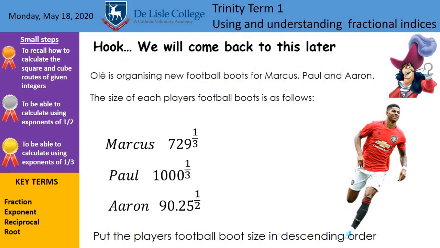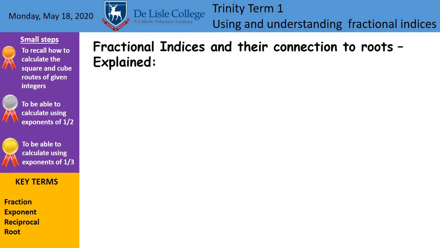We're going to look at, can we decipher the football boot sizes of Marcus, Paul and Aaron that Ollie's sorting out based on these exponents, and we'll come back to that later. Okay, so first things first, fractional indices and their connections to roots explained. So if you are looking to find the answer to a value to a half, okay, that's actually equivalent to just square rooting that number, and that's why we just looked at that briefly already today.